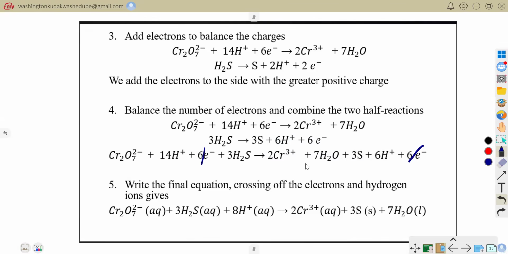After that, I'll need to look at what is similar on both sides. I've got 6 hydrogen ions this side, and 14 hydrogen ions this side. So I can simply subtract these 6 hydrogen ions this side, and they'll be cancelled out. This side also, I subtract 6, and I'll be left with 8 hydrogen ions.